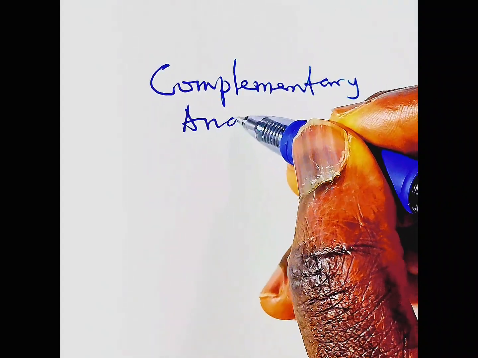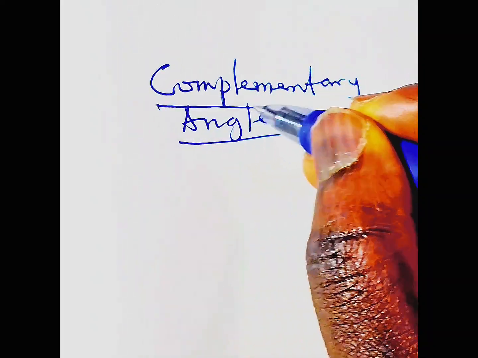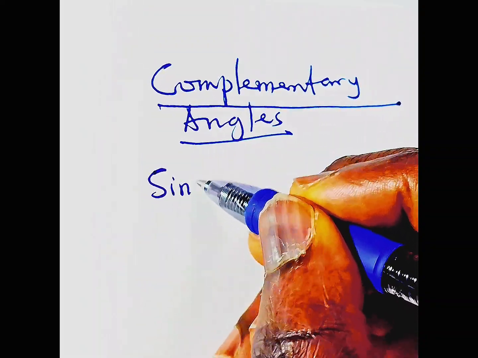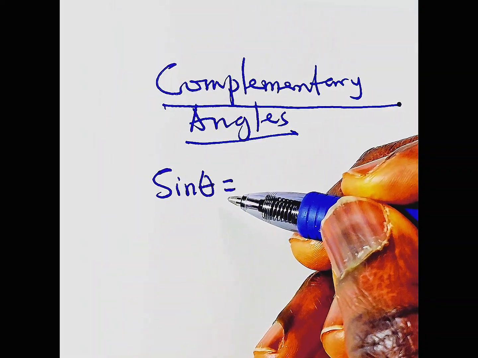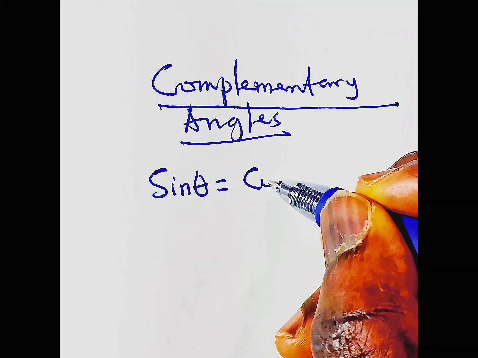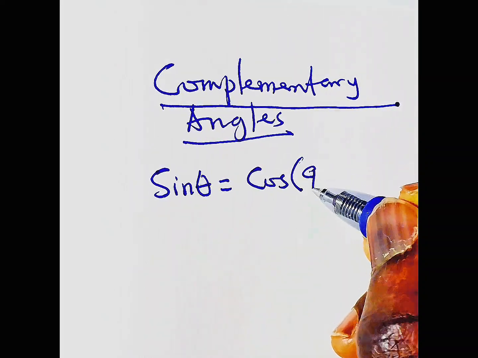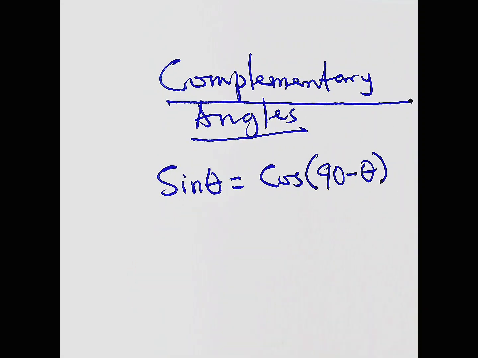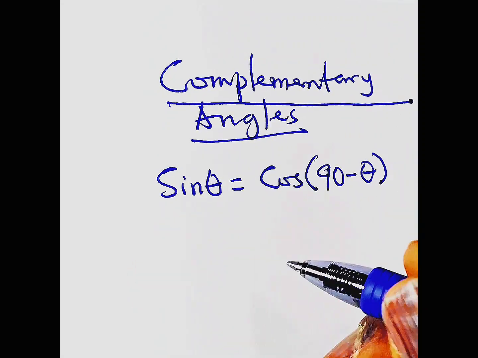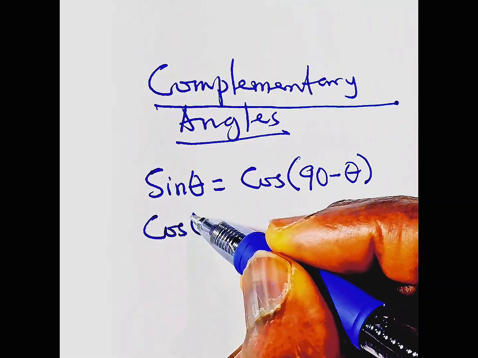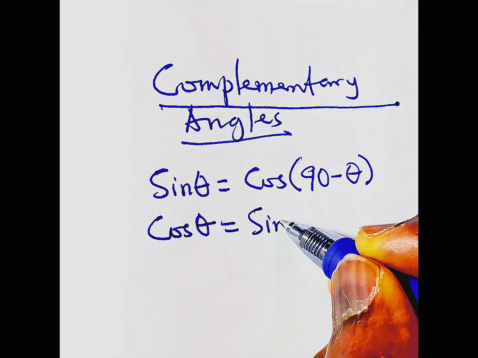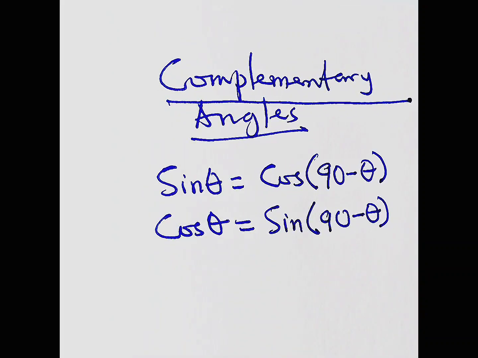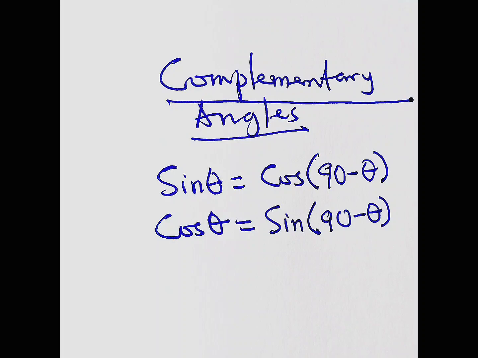Complementary angles. So the first one is: sin theta is also equal to cos of (90 minus theta). The same way, cos theta is the same thing as sin of (90 minus theta), because they are called complementary angles.